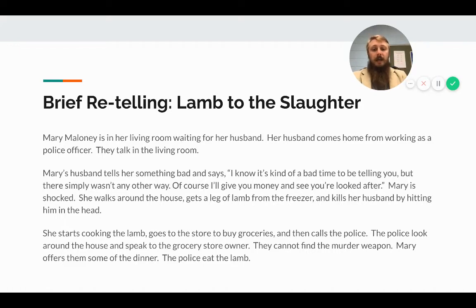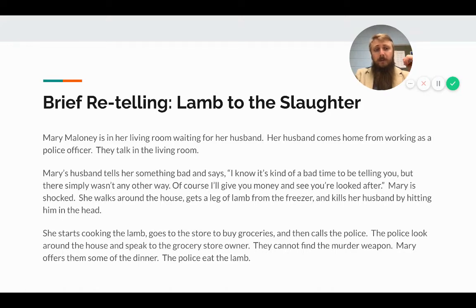She starts cooking the lamb, goes to the store to buy groceries, and then calls the police. The police look around the house and speak to the grocery store owner. They cannot find the murder weapon. Mary offers them, the police officers, some of the dinner. The police eat the lamb. That is a brief retelling of Lamb to the Slaughter by Roald Dahl. With this brief retelling and our memory, we're building that literal comprehension skill, remembering exactly what was in the story.